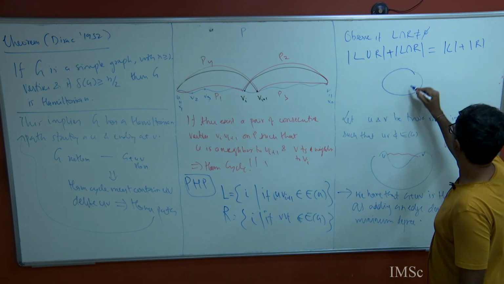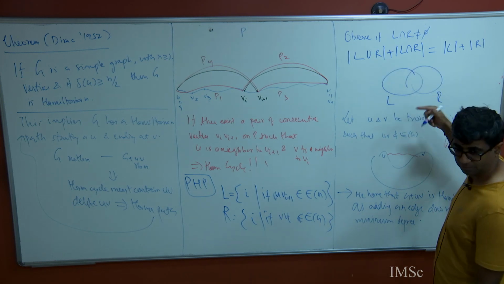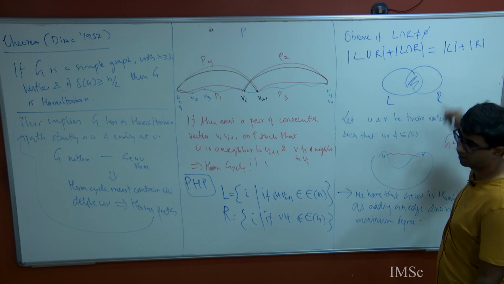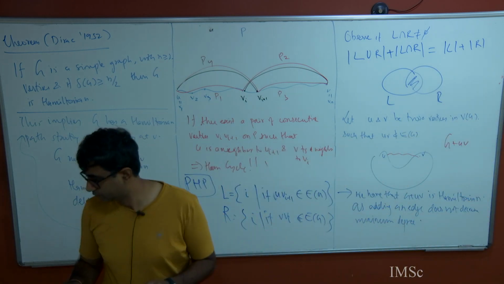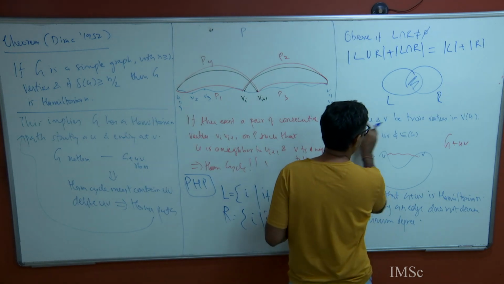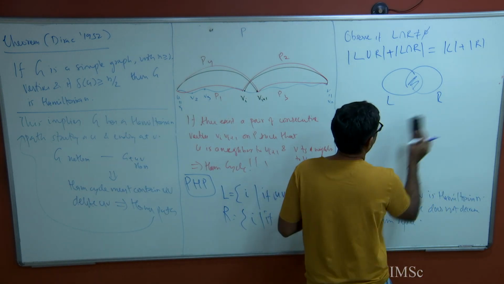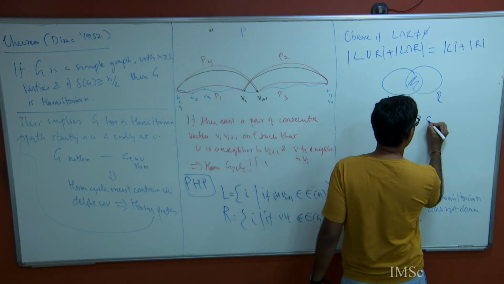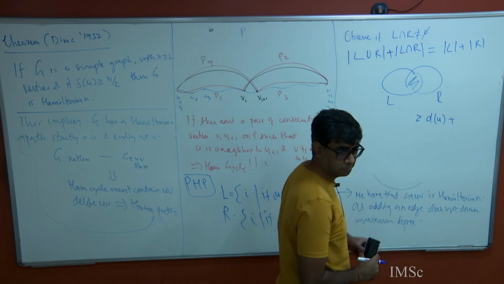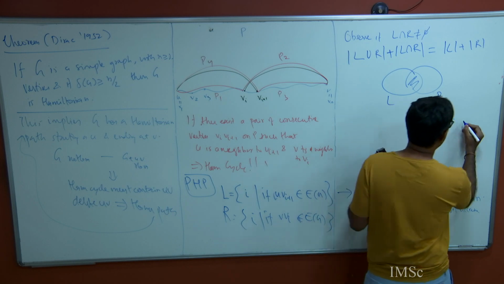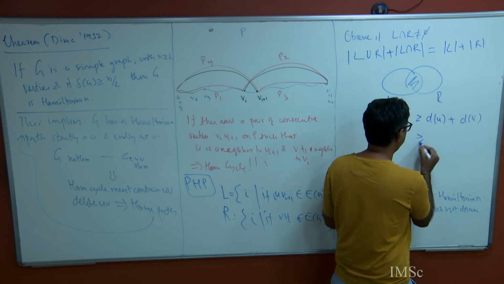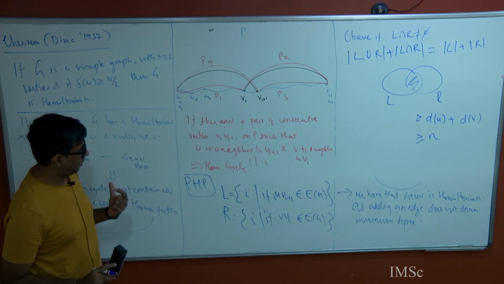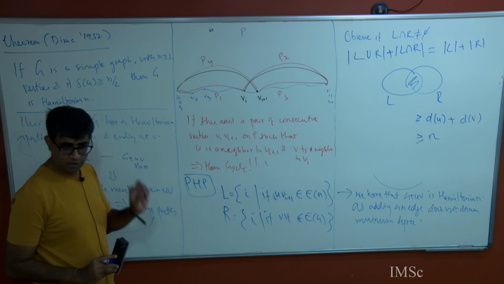Look at this, L and this is R. So what is L union R? You are counting this twice, right? So I counted here once and I counted here once. So this is exactly equal to L plus R. Okay. And what is at least L plus R? L is at least equal to degree of U, right? Right, because all the neighbors are here. What is R? And this is equal to? Agreed? Okay.